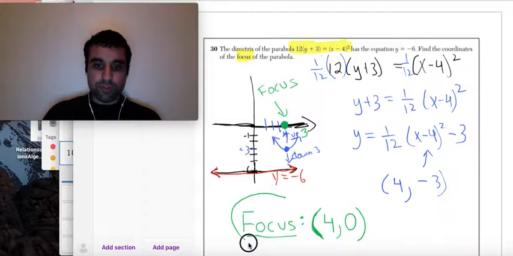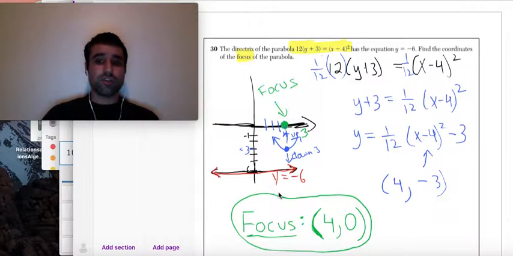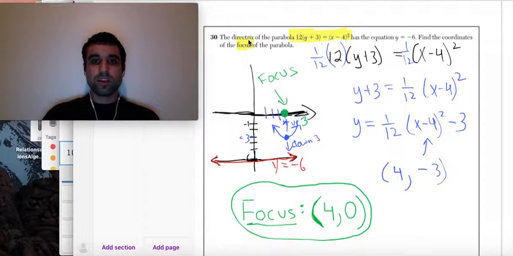And here's our final answer. That is a complete and correct response. And now we are going to move on to the next question. Let's make sure we answer the question. The directrix of a parabola is y equals -6. Find the coordinates of the focus. So we had to find the vertex. Then we found the focus is 4, 0.